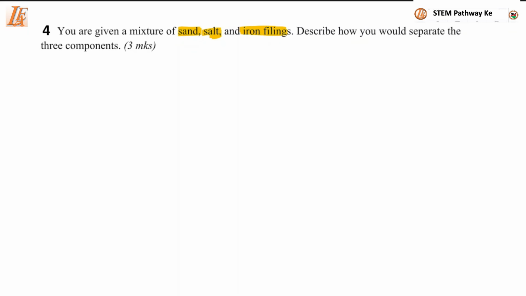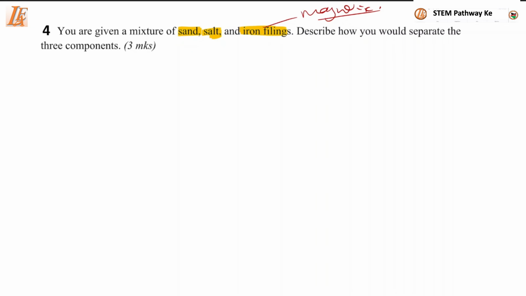Here, what you need is the properties of these substances. Iron is magnetic material. Therefore, we can use a magnet to remove it. Then we remain with sand and salt. Sand and salt cannot be separated using filtration alone. Therefore, you add some water, where salt will dissolve and sand will not. After that, you do filtration, and then you can do evaporation or crystallization.